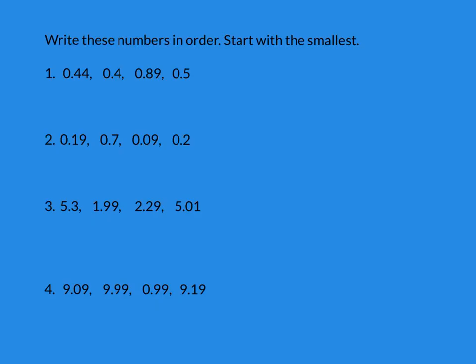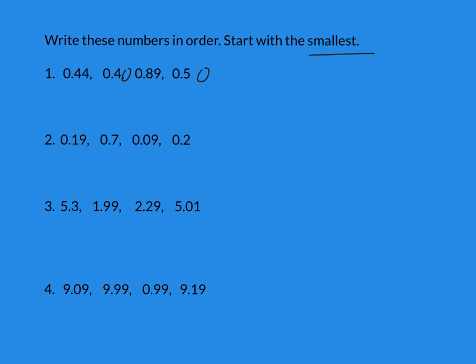Okay, so this slide is focusing on writing numbers in order, starting with the smallest. It's really important you read the questions properly. So if I get through the first example for you, it's 0.44, 0.4, 0.89, and 0.5. If I convert 0.4 to 0.40 and 0.5 to 0.50, it makes it easier for me to actually compare and order the numbers.